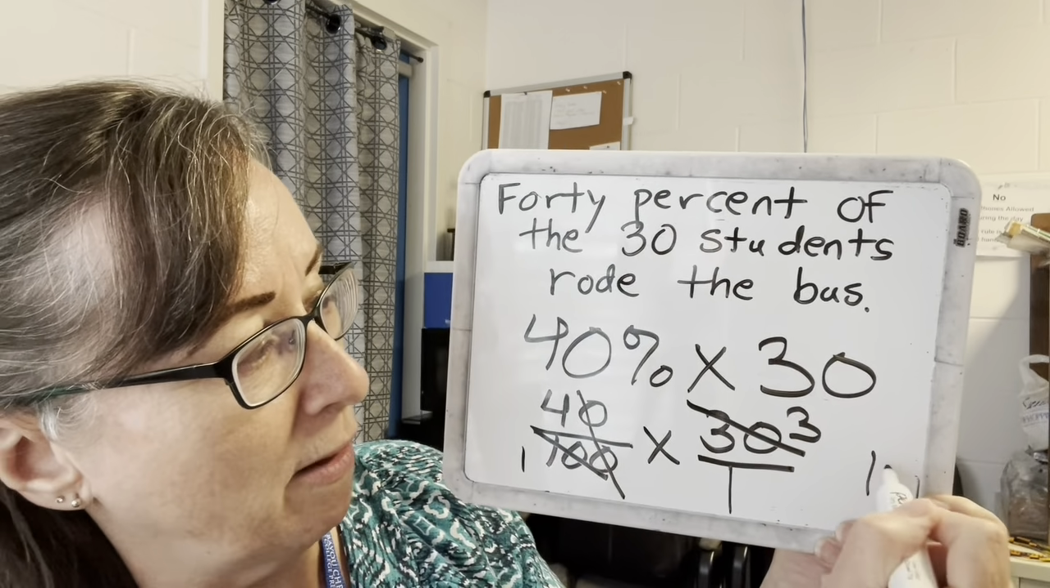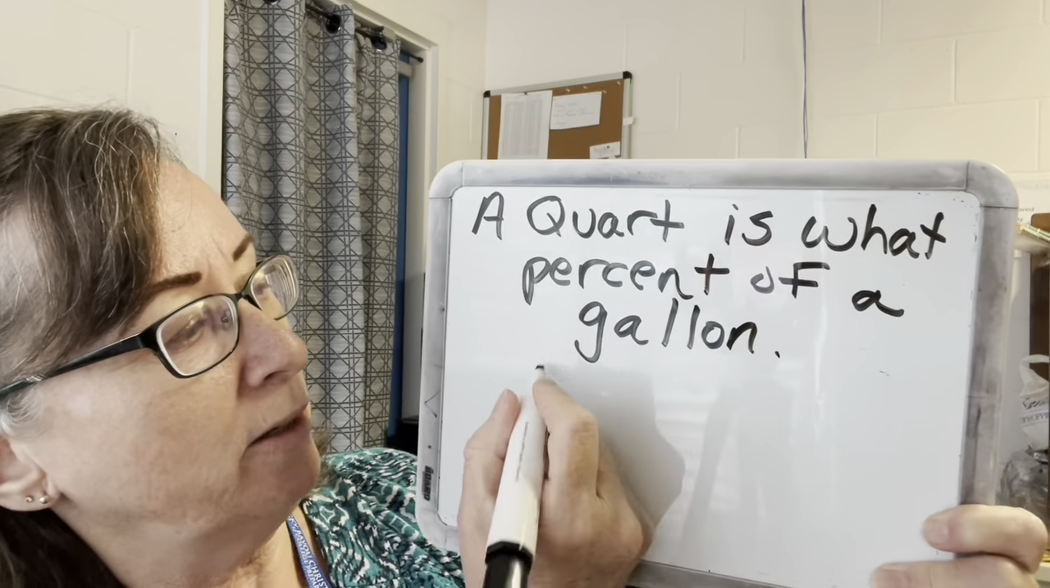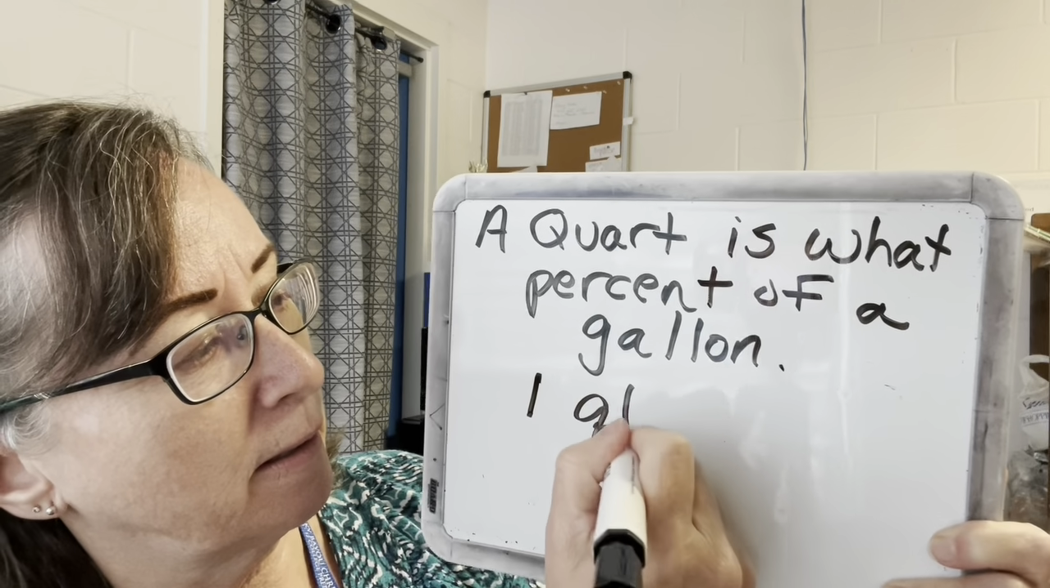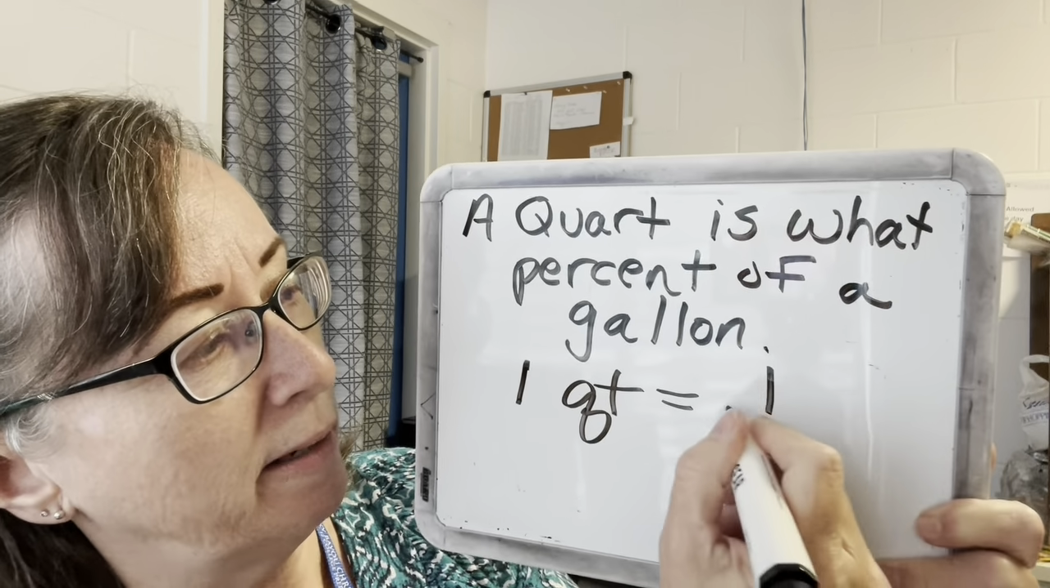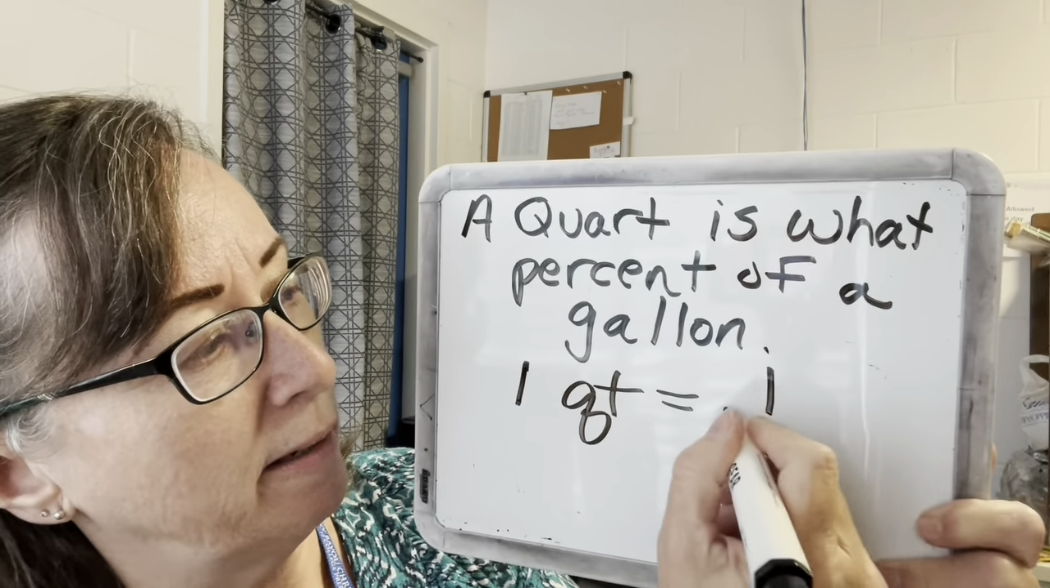Okay, this one is example 6. A quart is what percent of a gallon? Well, if we know our math, we know that there are 4 quarts in a gallon. So 1 quart is 1/4 of a gallon. So don't we need to change to find what percent? We need to take 1/4 and turn it into a percent.